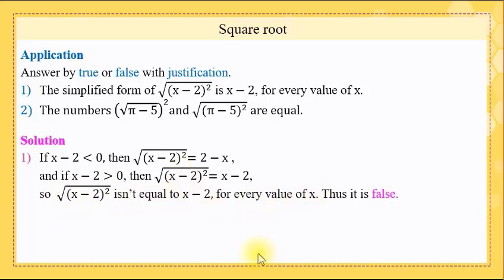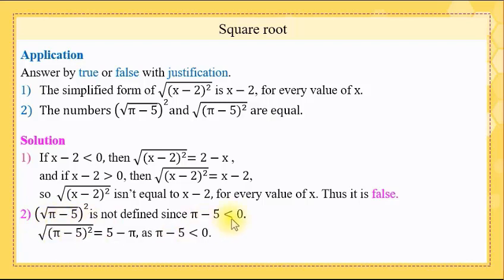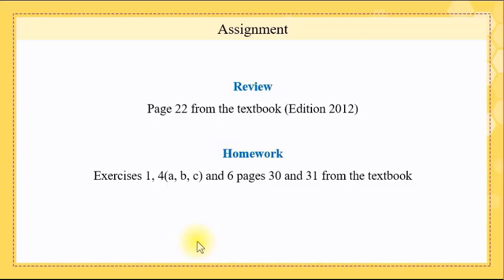So, false. Now in the second part, the first one is not defined. Why? Because pi minus 5 is a negative number. We can check it on the calculator. Inside the radical, it is not defined since pi minus 5 is less than 0. But here radical pi minus 5 squared, we can write it as 5 minus pi, reversed. Why? Since the number inside, pi minus 5, is negative. So they are not equal. The statement is false. And this is your assignment finally in your textbook.